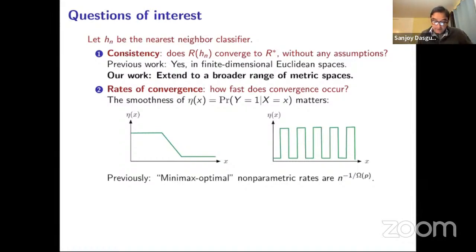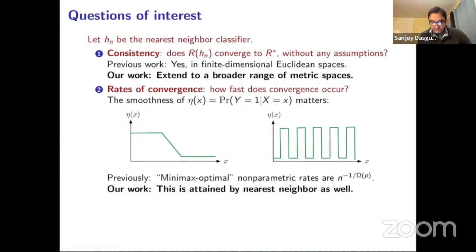So the typical way that this goes in the statistics literature is that they say, well, it's not possible, so we need to assume something about the distribution. Let's assume a whole bunch of smoothness conditions, and then give rates of convergence in terms of those particular smoothness parameters. It was shown a while ago what the best possible rates are. And one of the things that we show is that nearest neighbor attains these minimax-optimal rates.